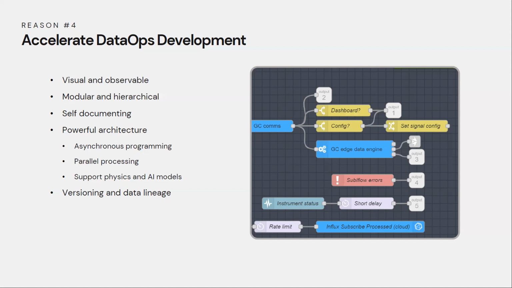And typically, data engines need to support physics and AI types of models because converting from raw data into events often requires advanced analytics models. And finally, you want a data engine that gives you versioning that can track data lineage so that you can go back to understand when and how you've changed your data solution to keep track of any issues.